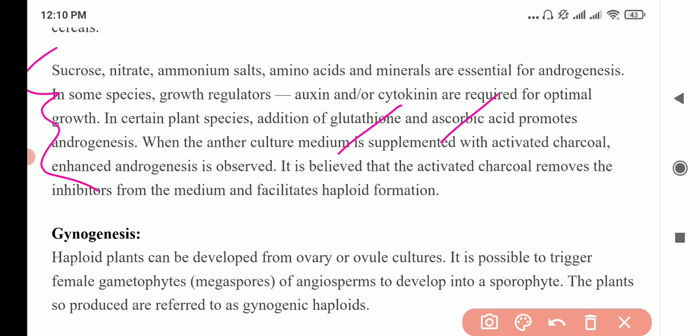When you add activated charcoal to the culture medium, they grow even faster, because charcoal has carbon. It's because the charcoal removes the inhibitors from the medium and facilitates haploid formation.